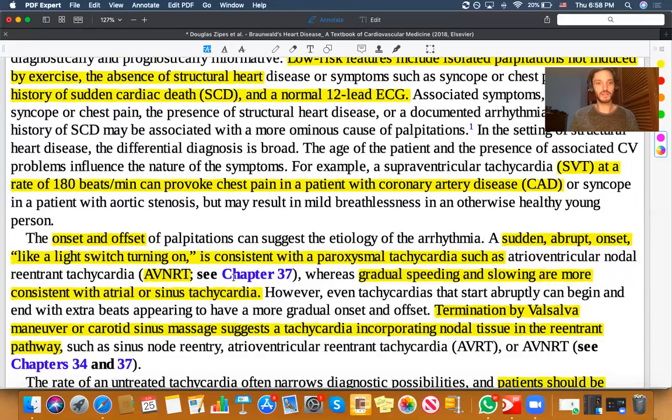So the onset and offset of the palpitations could suggest the etiology. Sudden, abrupt onset, like a light switch turning on, is consistent with a paroxysmal tachycardia, such as atrioventricular nodal reentrant tachycardia, whereas gradual speeding and slowing is more consistent with atrial or sinus tachycardia. Termination by Valsalva maneuver or carotid sinus massage suggests a tachycardia incorporating the nodal tissue in the reentrant pathway.